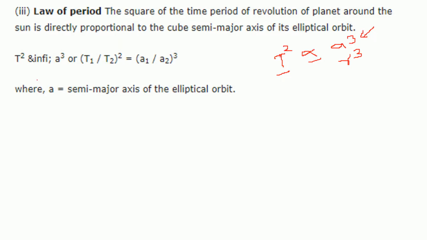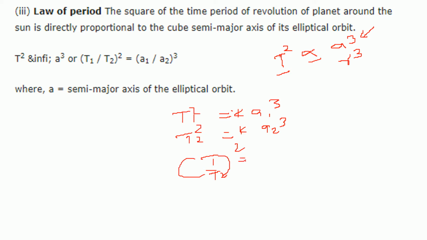So T square is directly proportional to a cube. So you can say for t1 time, it is equal to k a1 cube, and for t2 time we have again k a2 cube. If you divide these two, (t1 by t2) whole square is equal to (a1 by a2) whole cube, where a is the semi-major axis of the elliptical orbit.